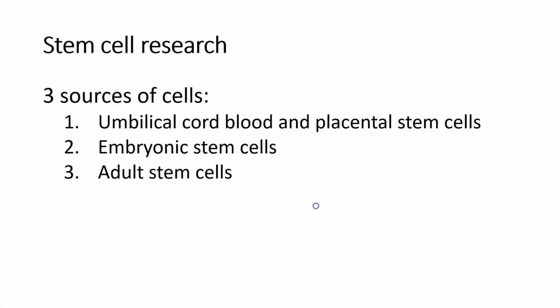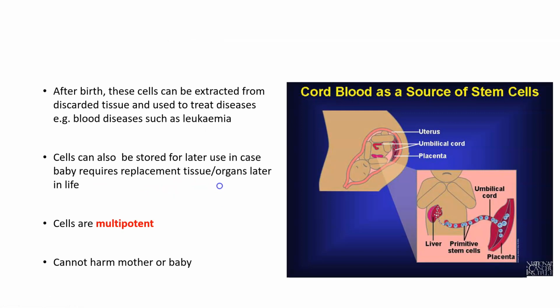Okay, so as we alluded to before, stem cell research is quite a big area of interest because we can use these cells therapeutically to help people that have certain diseases. And the three sources of stem cells could be the umbilical cord blood and placental stem cells, embryonic stem cells, and of course, adult stem cells, which we know is used in treating certain types of cancer. So cord blood stem cells are multipotent. They can be used by the mother or the baby. So that means it's going to be really useful for both of them. And this tissue is normally discarded and thrown away, but we can keep that now and use that to help people.